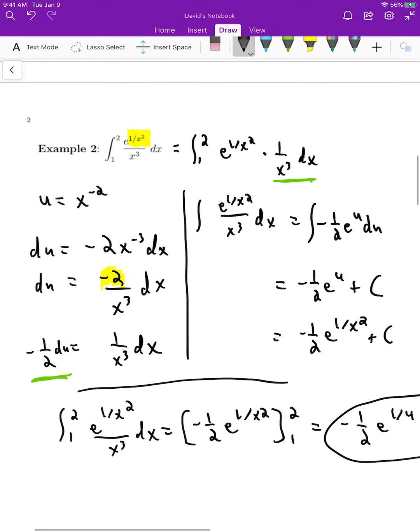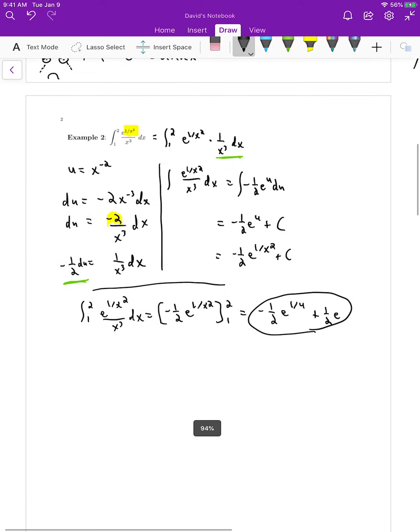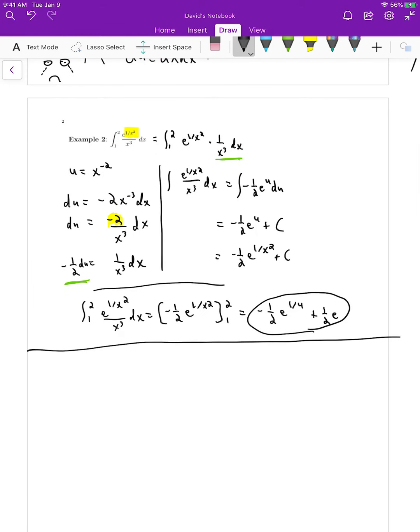Okay, so again, if you want to do option 2, let me show you that. Okay, so the u stuff is all the same, so I don't need to rewrite all that. Like all that would stay the same. And so then you would say integral from 1 to 2 now, keep the limits on there, e to the 1 over x squared times 1 over x cubed dx equals integral, so it's going to be negative a half e to the u du, but the question is, what are the bounds?